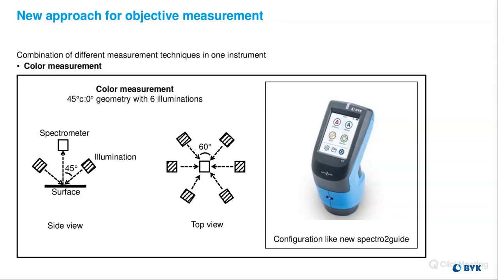If you look at the top view there, we see that there are 6 different LED lights that are putting this illumination out over the surface. They're all 60 degrees from each other. The good thing about this setup is that there are 6 different lights, meaning that we have a circumferential illumination. That's nice because no matter what the orientation of the instrument is on a surface, you'll always get the same color measurement results.